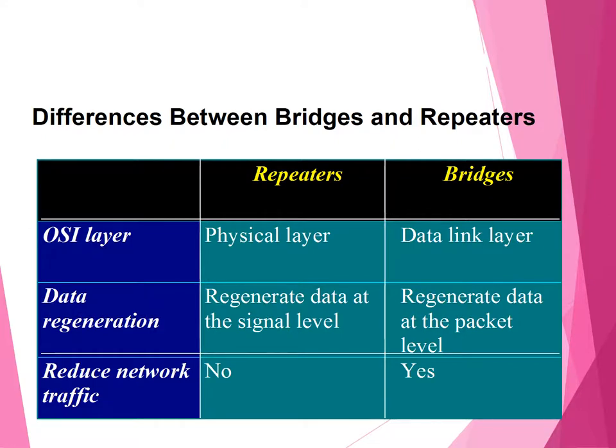Differences between bridge and repeater. OSI layer: a repeater works at the physical layer, a bridge at the data link layer. Data regeneration: a repeater regenerates data at the signal level, a bridge at the packet level. Reducing network traffic: repeater no, bridge yes.